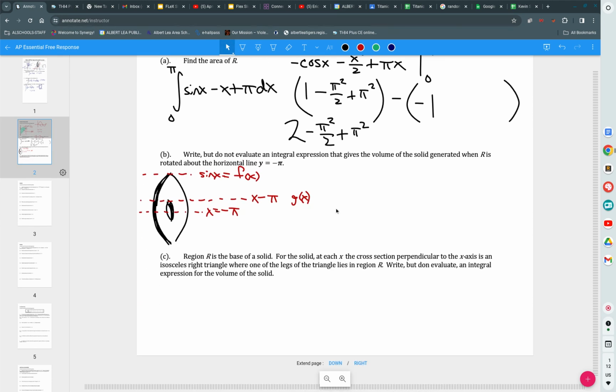Okay. So as I look at my washer, pi times the integral, and again, we're going 0 to pi, of the big radius, which is going to be f of x minus negative pi, or f of x plus pi, that quantity squared, minus, and then my small radius is going to be g of x plus pi, quantity squared, dx. So if I wrote that as the actual ones, would it just be x, because x minus pi plus the pi? Yep. So they cancel. Yep, that's absolutely fine. Okay.